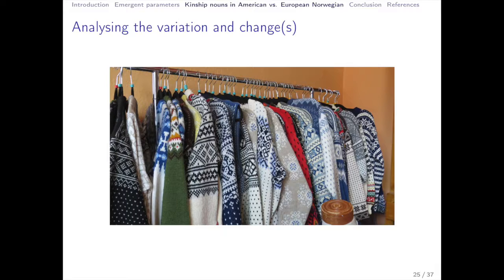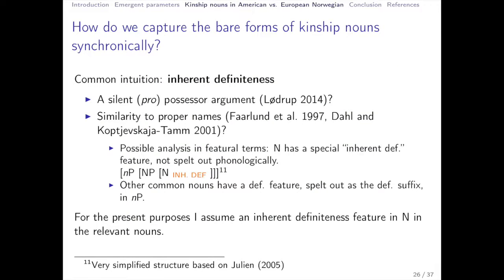How can we analyze the variation and the change, or even the changes? First of all, how do we capture these bare forms of kinship nouns? The common intuition here that I'm going to adopt as well is that they don't have a definite suffix because they're somehow inherently definite. There are different ways of formalizing that. I'm not going to go into detail about it now. So for the present purposes, I'm just going to assume an inherent definiteness feature on these relevant nouns.